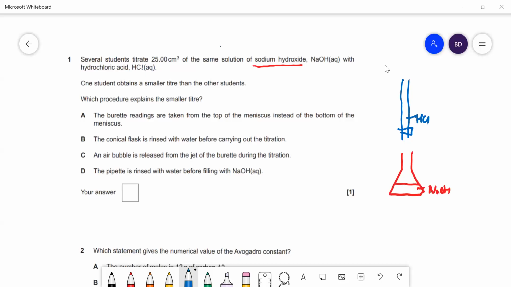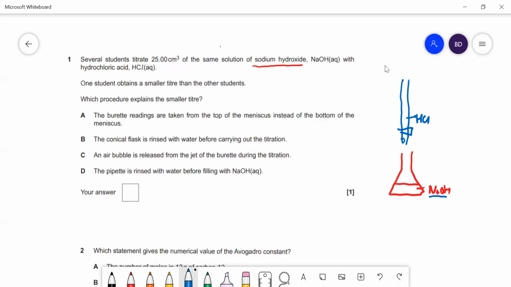The burette readings are taken from the top of the meniscus instead of the bottom. That shouldn't make any difference, because if he takes it from the top for the initial reading and the final reading, that should be okay. The conical flask is rinsed with water before carrying it. That won't affect it because you're not changing the moles of NaOH. You just got a bit of water in there. An air bubble is released from the jet of the burette. Now that would actually make the titre bigger, because you would be measuring the volume of that bubble, and you don't need to add in addition to the volume of the liquid. So it's got to be this one.